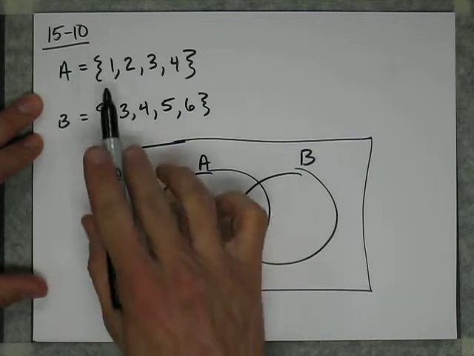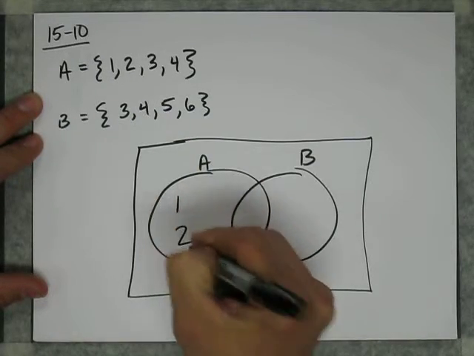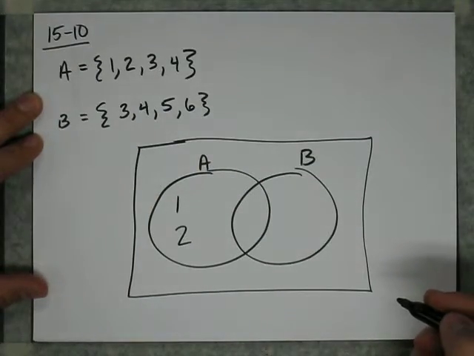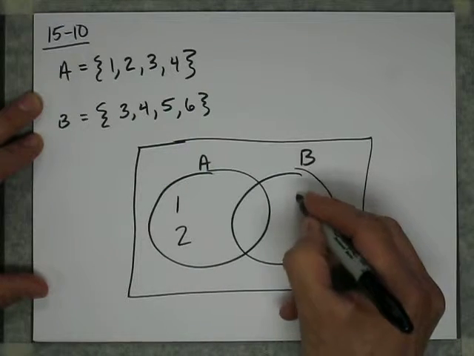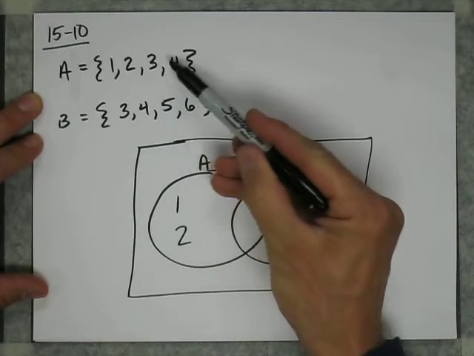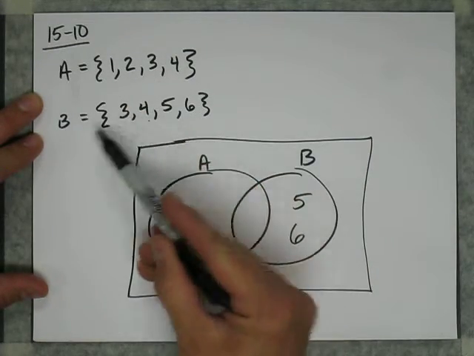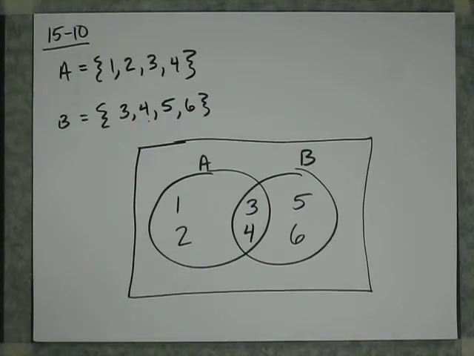So we can look at the numbers. 1 and 2 are individualistic to A, so 1 and 2 fall just in A. Just in B, 5 and 6 fall just in B. And then we can see that the numbers 3 and 4 are both in A and B. Therefore, 3 and 4 fall right there in the intersection of A and B.